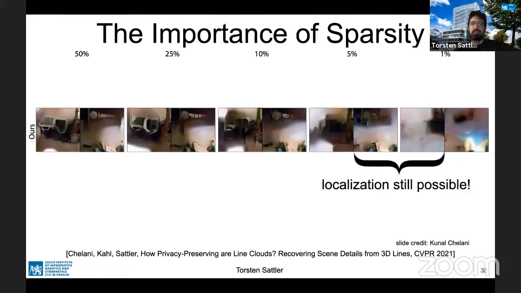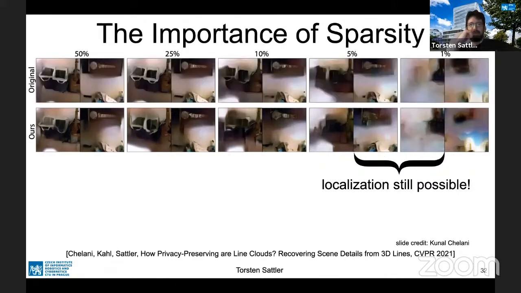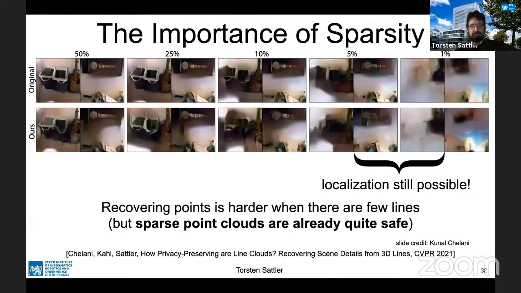And the interesting part is that localization with line clouds is actually still possible at this level of sparsity. What's interesting though is that it's hard to recover private details even if you just store point clouds and not line clouds, because sparsity is hard for the inversion process. So sparsity itself seems to be an important property if you want to ensure that what you store is privacy preserving.